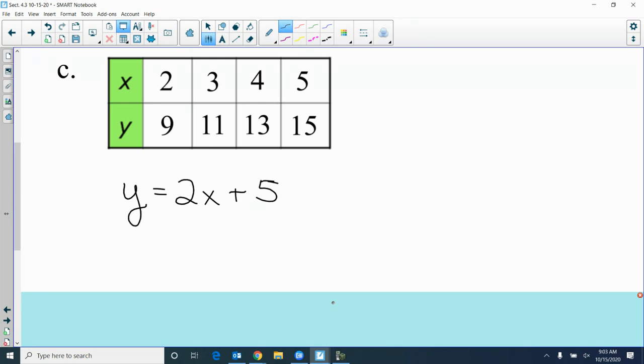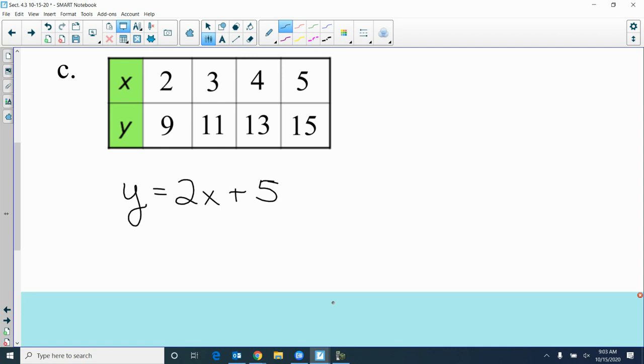Yep. Okay. 2 times 2, 4, plus 5 is 9. 2 times 3 is 6, plus 5 is 11. 2 times 4 is 8, plus 5 is 13. And then you get 15. Yes, that's it. It works for all of them.